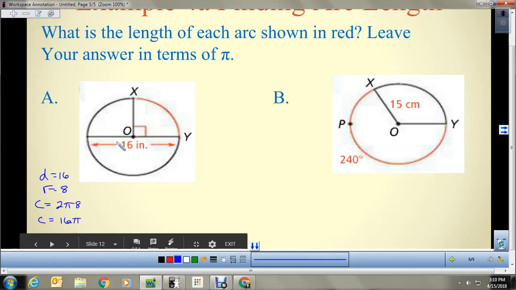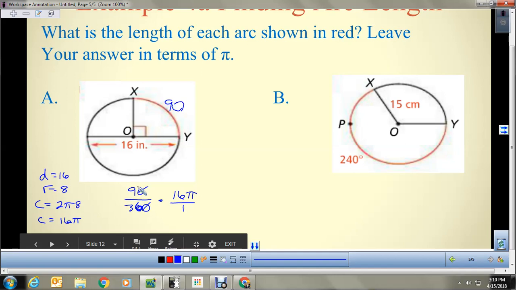So now we're going to look at how many degrees this is. This arc XY has a degree measure of 90 degrees. It's a right angle. So we will take this arc measure over 360, and we're going to multiply with the circumference, which is 16 pi. We put that over 1 to help us get our proportion. So now we want to simplify. We can mark out the zeros, and now we have 9 over 36.